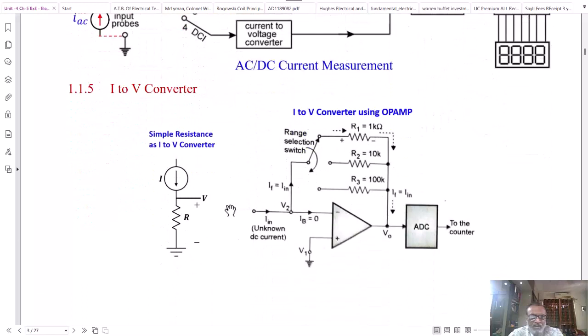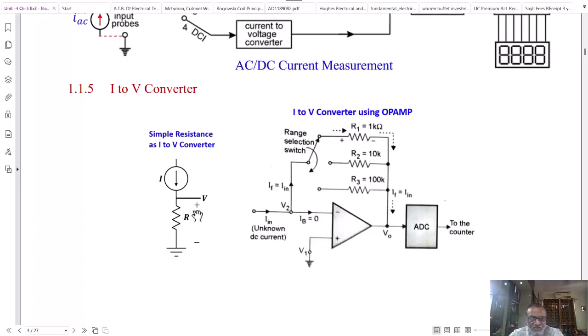Typical current to voltage converters are shown. In the simplest form, a current to voltage converter is a resistance. Let us see, this is the current I. When this current is allowed to flow through the resistance, it will produce a voltage across it, and that is nothing but V equals I R. Therefore, this simple circuit converts current into a proportional voltage. The proportionality constant is the resistance R.